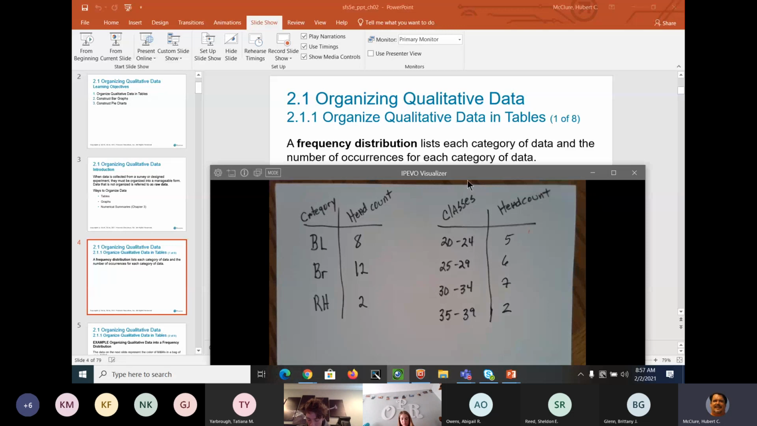Now, first of all, let's talk about what kind of frequency distribution, or what kind of tables, we have here. Somebody tell me. You should know because we've had it before in chapter 1. What type of data do we have here? And this is a test question, so you might want to write it down.